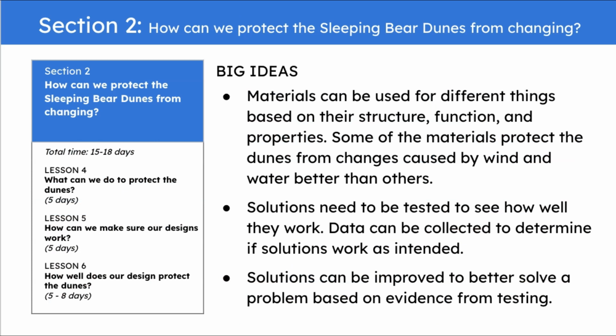Through the storyline in section 2, students gain an understanding of these standards-based big ideas. Materials can be used for different things based on their structure, function, and properties. Some of the materials protect the dunes from changes caused by wind and water better than others. Solutions need to be tested to see how well they work. Data can be collected to determine if solutions work as intended. Solutions can be improved to better solve a problem based on evidence from testing. Section 2 should take about 15 to 18 days to complete.